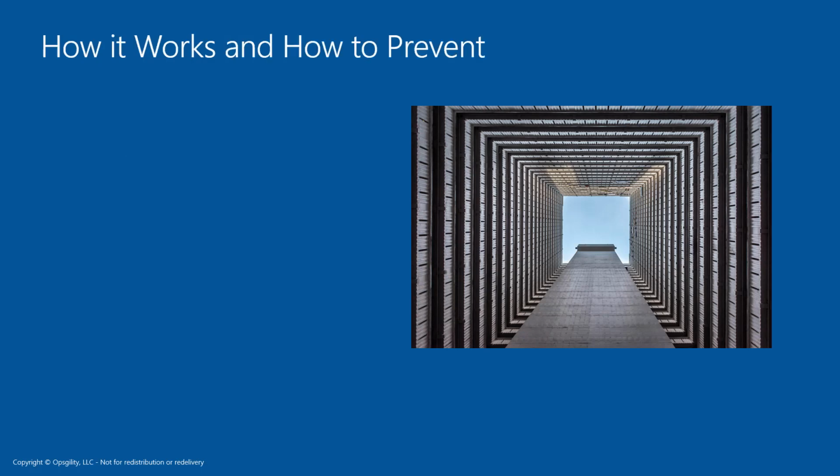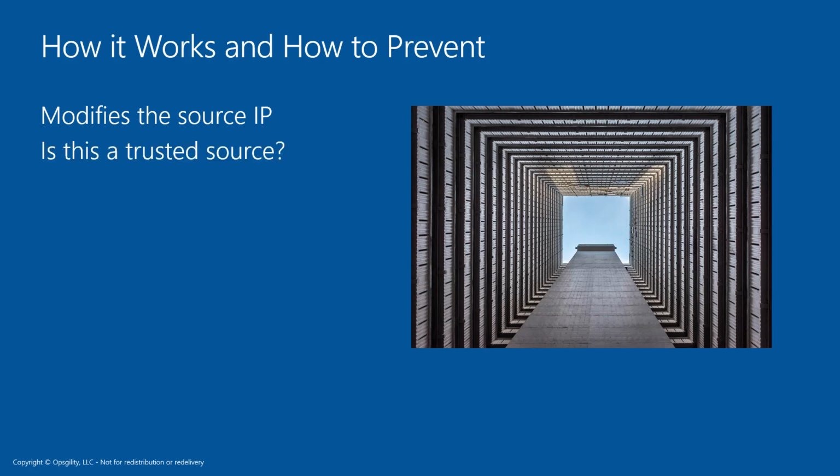So here's how it works in IP spoofing. An attacker is going to modify the source address in the outgoing packet. And that destination computer treats the packet as if it's coming from a trusted source. So the computer is going to accept that as being from a trusted source because there's really no external signs that any kind of tampering is going on.